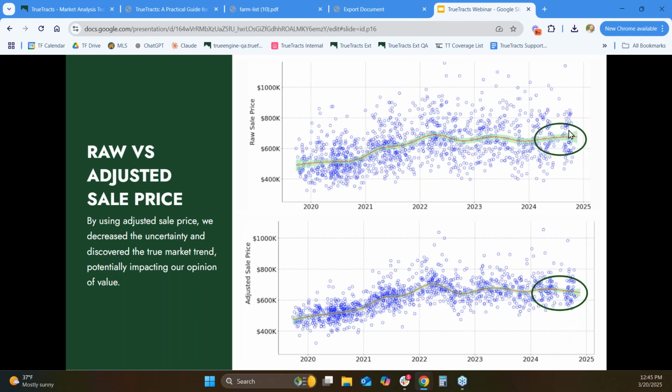More than likely up here, there was a larger mix of homes that had higher GLA or larger lot sizes or something that was showing that they were selling for more, that allowed that trend line to stay steady. Whereas down here, after adjusting for those feature differences, it indicates that the market was actually declining. So this raw versus adjusted sale price is a really cool, valuable feature of the tool. Obviously, you guys could never do this. If you wanted to analyze 600 data points, you're not going to take the time to adjust them all, but our model can do that.